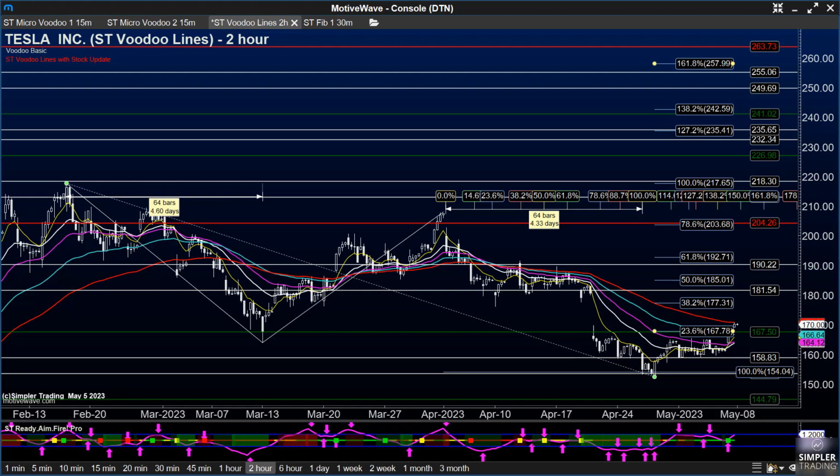So I would be cautious, as I said before, near that 204.26 level, because it is an important level. But if we can get beyond, then maybe look towards those upper targets. So that's what I'm looking at here in Tesla.